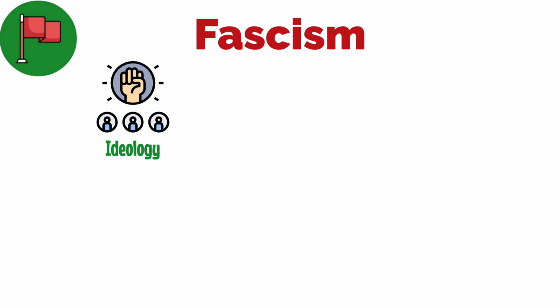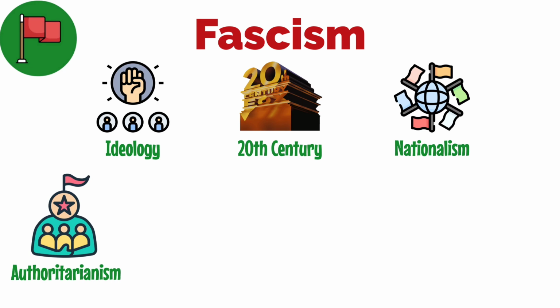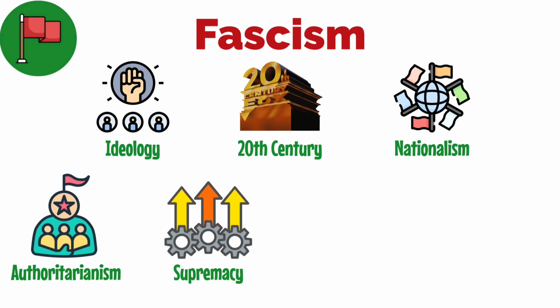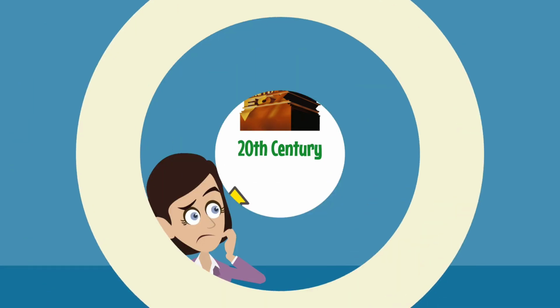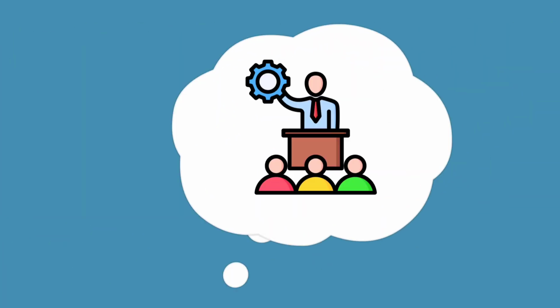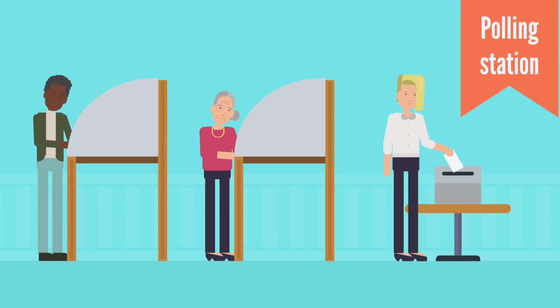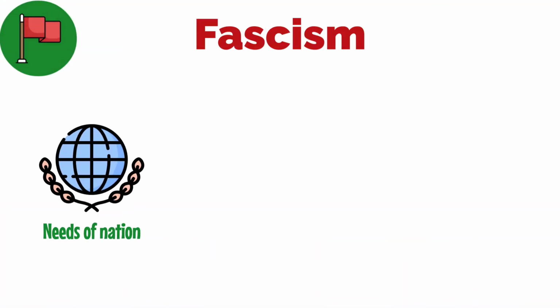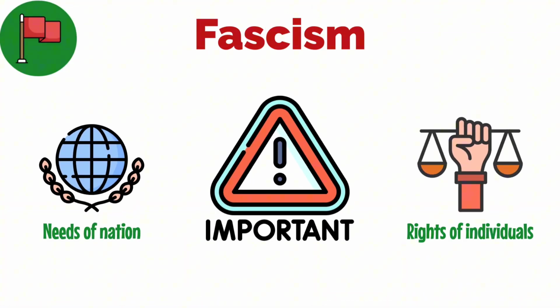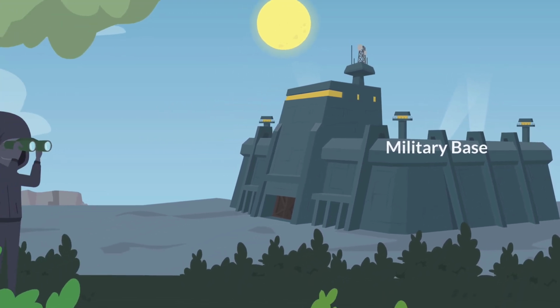Fascism is a far-right ideology that emerged in the early 20th century, characterized by extreme nationalism, authoritarianism, and the belief in the supremacy of the nation or race. Fascists believe in a strong, centralized government led by a dictatorial leader who has absolute power. This ideology rejects democracy and individual freedoms, arguing that the needs of the nation are more important than the rights of individuals.